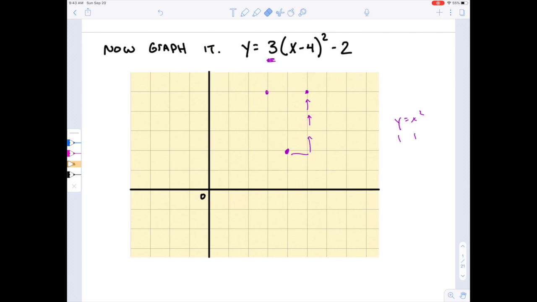Now, my little grid here runs out of space, but when I graph, you're going to see that this is going to be much steeper than it originally was. You also notice that it opens up because this is positive. So that's it. That's how to identify different characteristics of a quadratic function and how to graph using vertex form.